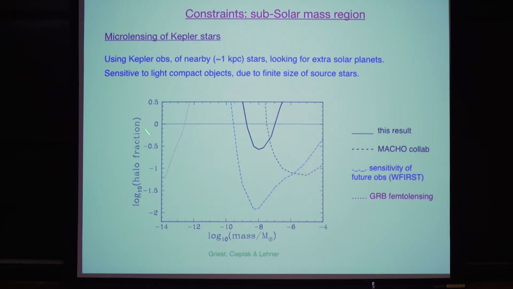So we've got the log of the halo fraction here, from 1 going down to 10 to the minus 2. Their results are here, so they're ruling out all of the dark matter being compact objects with around 10 to the minus 8 solar masses, assuming a delta function mass function. And for comparison, these are the MACHO collaboration's really quite tight constraints on planetary mass objects. Down here are some results from gamma ray burst femtolensing, which I'll come back onto in a moment. And then this is their prediction for what future observations, for instance with WFIRST, could have done.